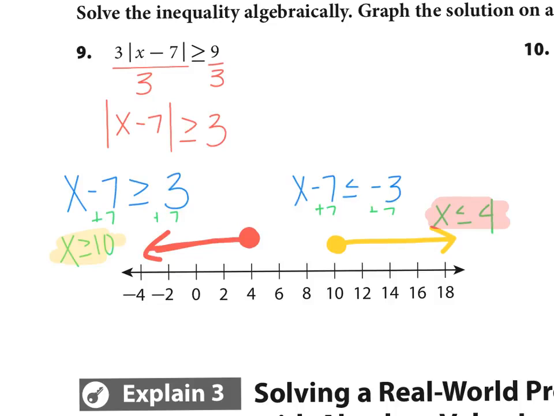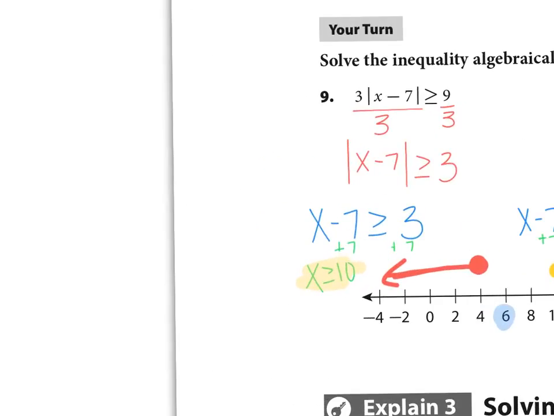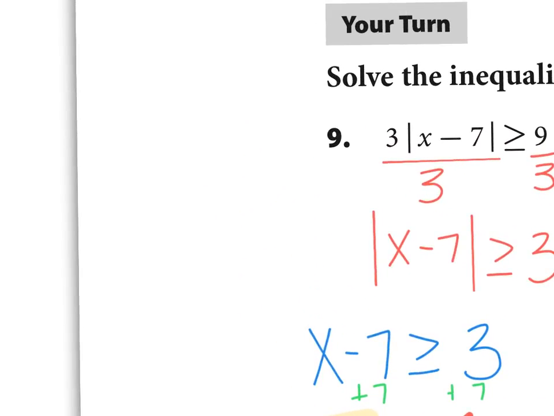I would like for you to pick a number in between, in this middle area here that we didn't fill in. 7. 6 is actually on the number line. We'll do 6. So what I'm going to do is plug that 6 in. My problem says 3 times the absolute value. Instead of x, we're going to put what number? 6. So 3 times the absolute value of 6 minus 7 is greater than or equal to 9.